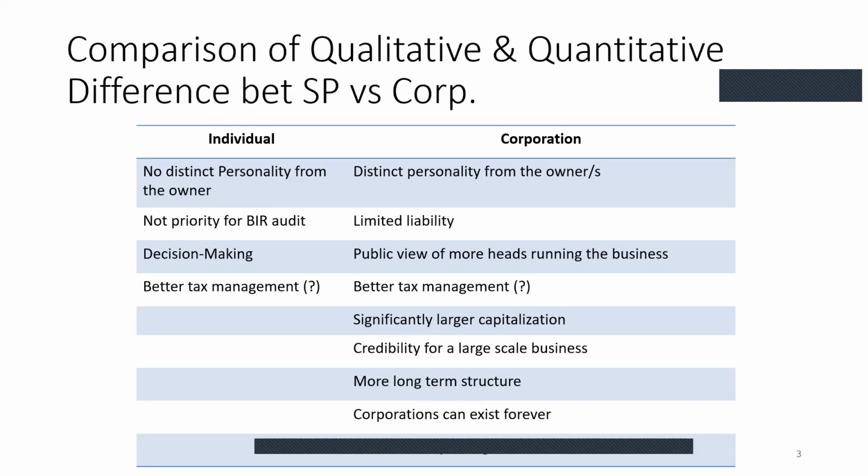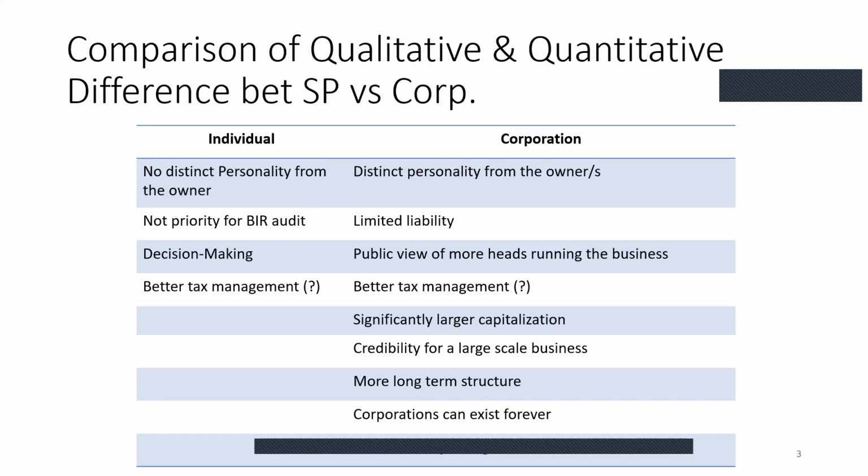So they will just go to a place, maybe a restaurant, and sit with a consultant, and then they will decide immediately. So it's very fast when it comes to decision making. But on the other hand, more heads are better than one. So ganun din, meron din namang advantage when it comes to having a corporation that has a lot of owners. And then maybe better tax management, question mark. Let's see dito sa mga presentations mamaya.